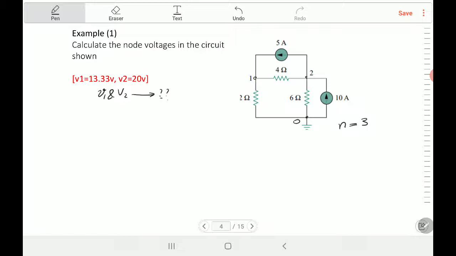Okay, how do we start doing that? Well, we'll start by applying Kirchhoff's current law at each node. We'll apply it at node 1. We have 2 nodes, node 1 and node 2, so we are going to apply it at both. First, we'll assume the voltage at 1 is equal to V1, and at 2, the voltage is equal to V2.